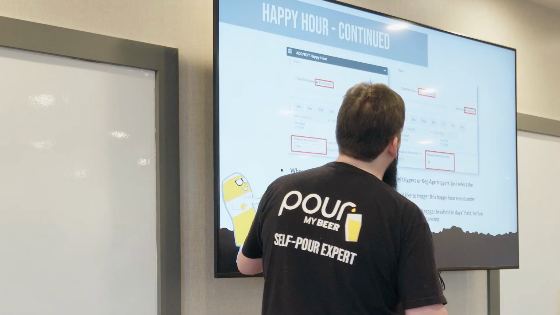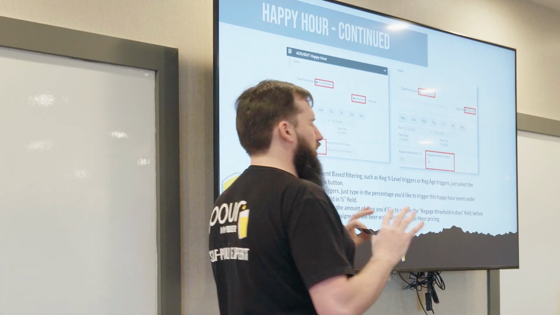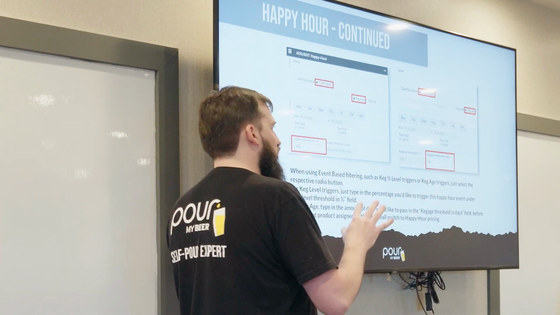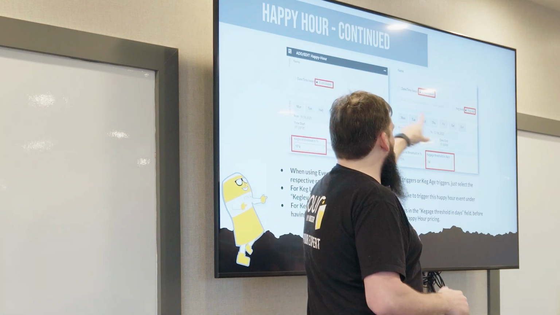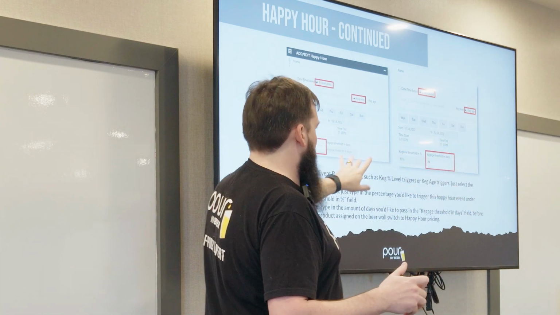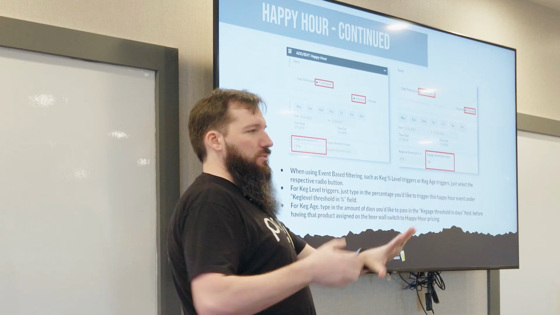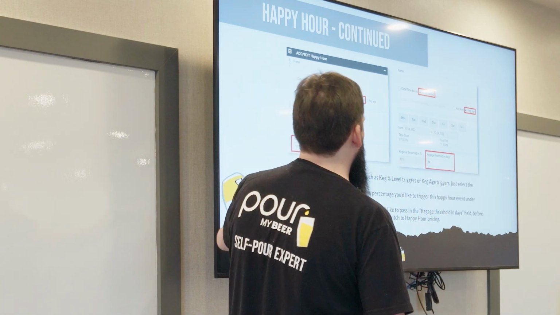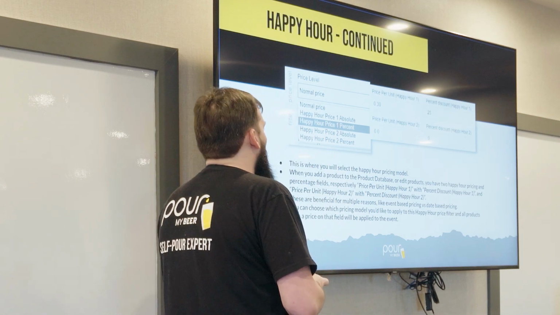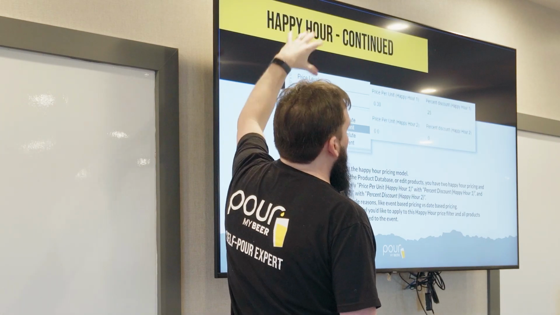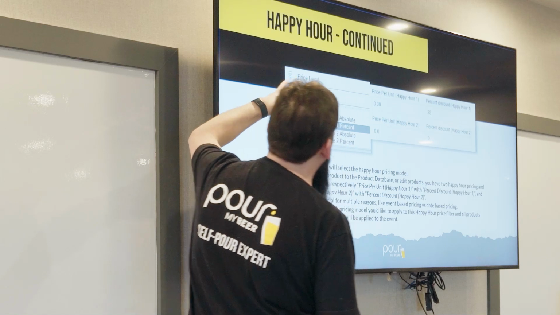Again, this is all dependent on managing your kegs in our system properly, because that is where the keg level and the keg age data come from, the keg management system. So as long as that's being managed properly, this is totally fine. On to the next one. And we do have a few different pricing options for happy hour.